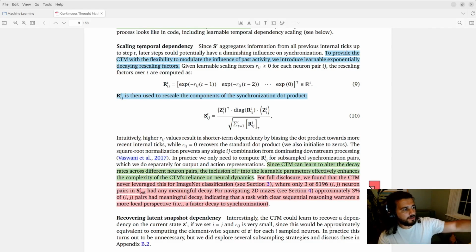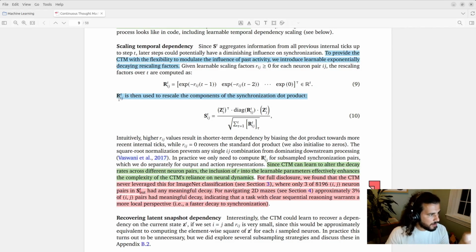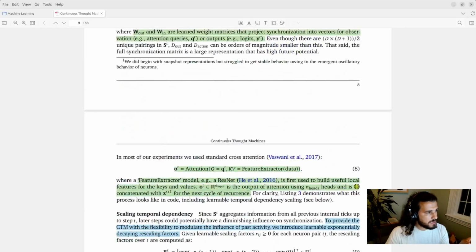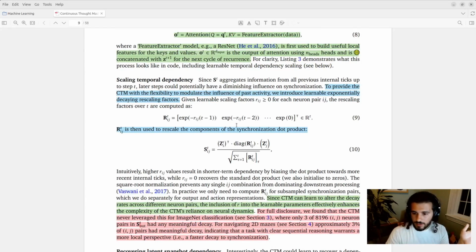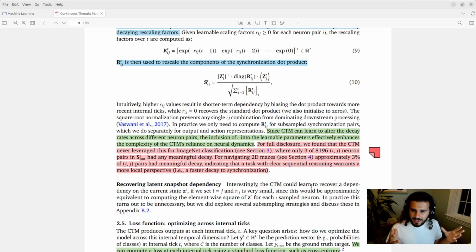What they're saying here is that they are doing some scaling, right? To provide the CTM with flexibility to modulate the influence of past activity, they introduce a learnable exponentially decaying rescaling factor. And I think it's important that it's learnable because, like I said, there are different resolutions of oscillation in the brain that mean different things. This whole vector here, R_ij, we then use to rescale the component of the synchronization dot product. It's still this idea over here, but scaled with a time decaying factor. That's a core idea, right?